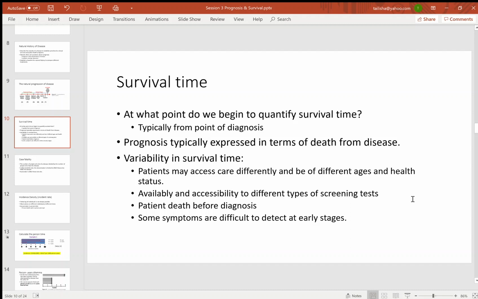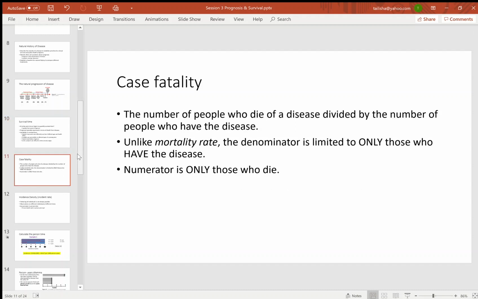The patients access care differently at different stages, and not all patients have the same symptoms at the same stages. So those who are seemingly asymptomatic for a period of time are difficult to detect at early stages, so that we can make sure that they're getting those treatments.